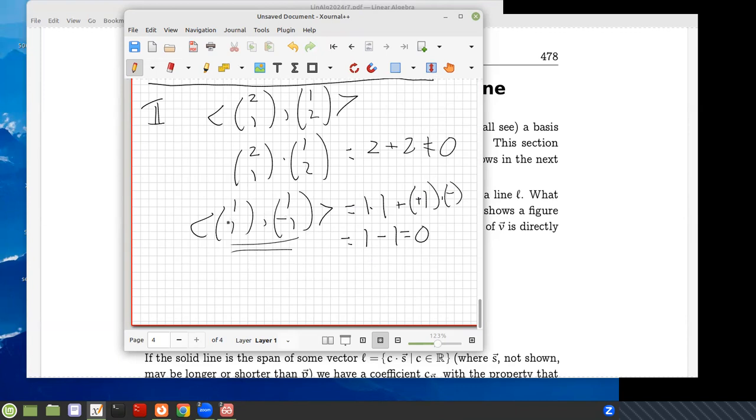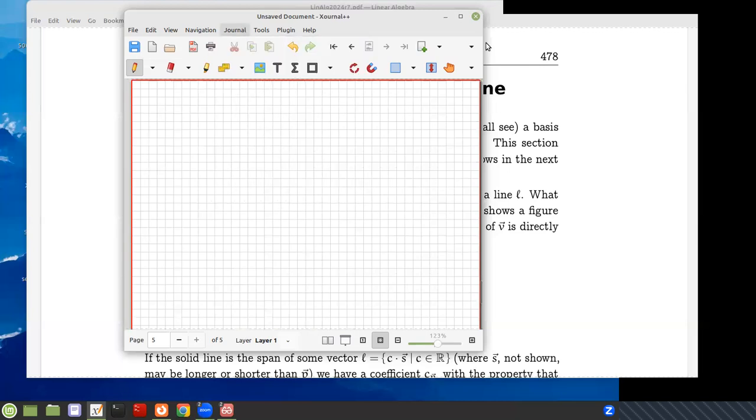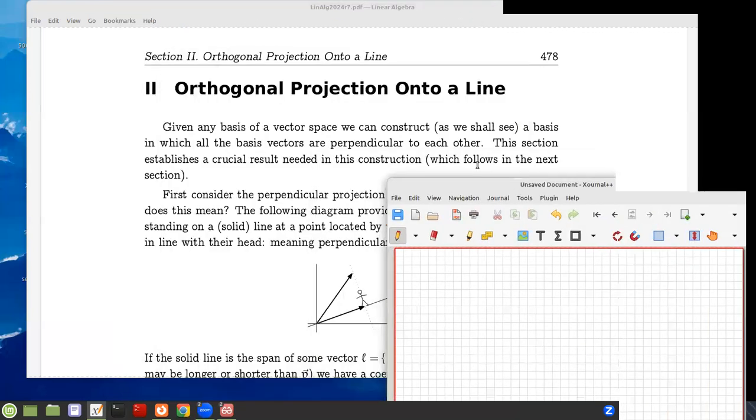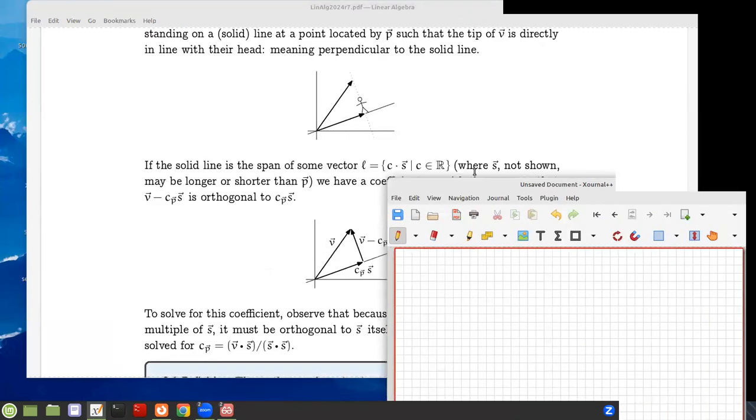We want this, so given this, we want to have a procedure to mechanically find a basis of the same space, where each vector is perpendicular to all the others. Okay, so what we need to do this, in the current section, is find something called the orthogonal projection onto a line.